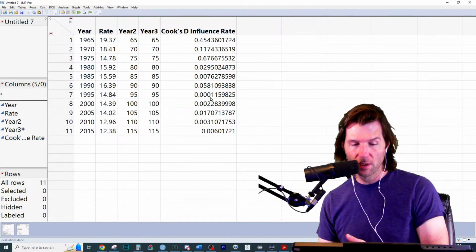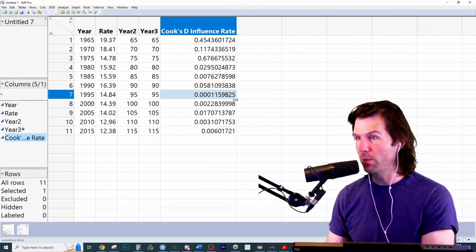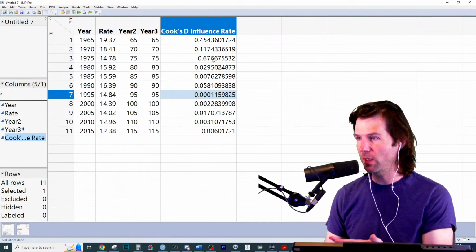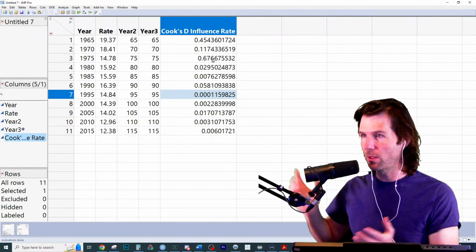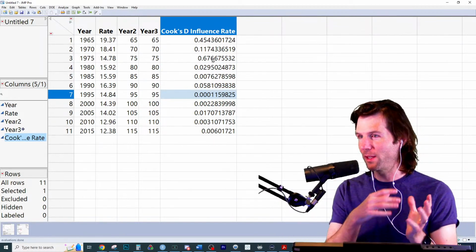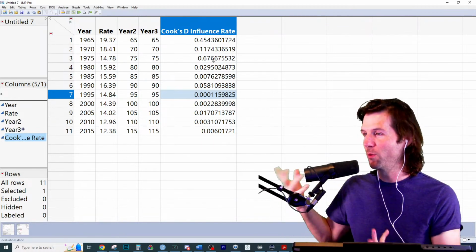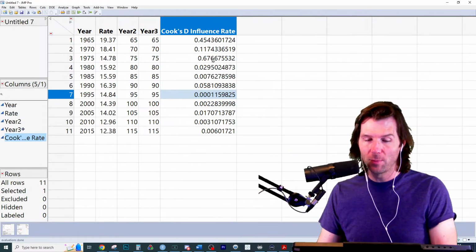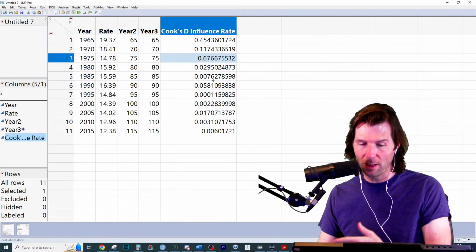Like, look at this right here. This point right here has basically no influence, whereas this point, a ratio, has like hundreds of times more influence on the model. So why would you want one point having 100 times more influence on the model than another point? That point, if you remove it, the model really doesn't change. But this point has the majority of the influence in the model.